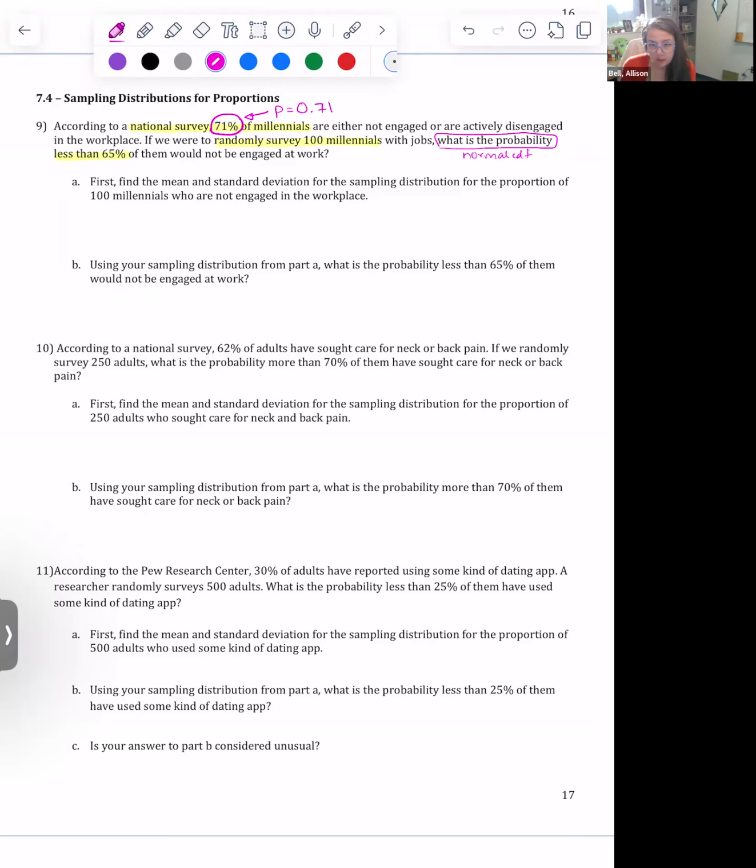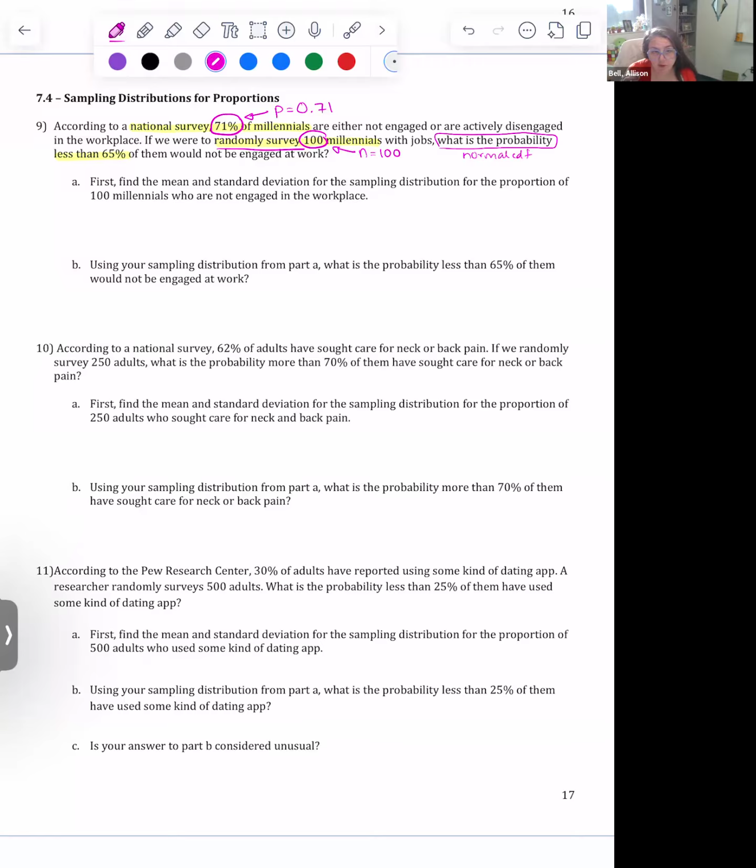Now we're looking for the sample size. So we're looking for that key language that tells us that this was randomly sampled, because that is really important in creating a sampling distribution, that we do this randomly. So that random survey is of 100 millennials. So that tells me that n is equal to 100.